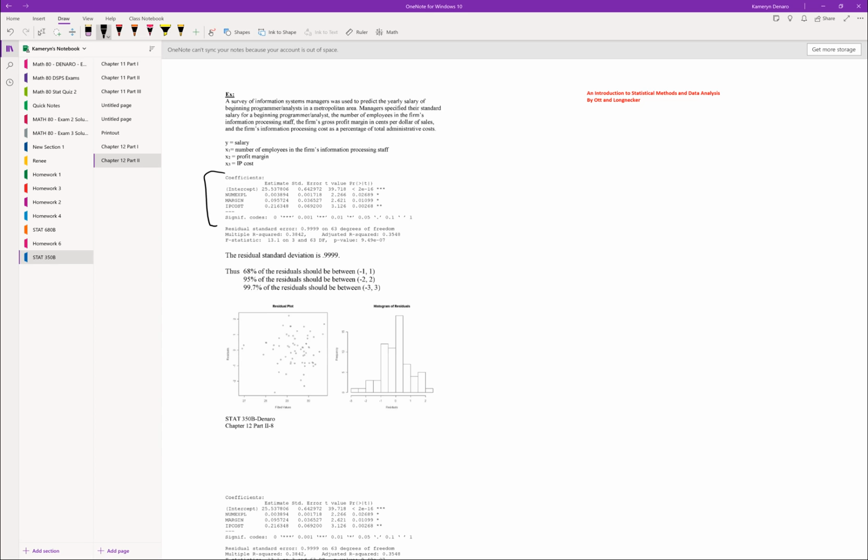We also obtained the residual standard error, multiple R squared, adjusted R squared, the F statistic, and the p-value. We found in this case that the residual standard deviation is 0.9999. So what can we know about S epsilon? 68% of the residuals should be between -1 and +1. About 95% should be between -2 and +2, and 99.7% of the residuals should be between -3 and +3.